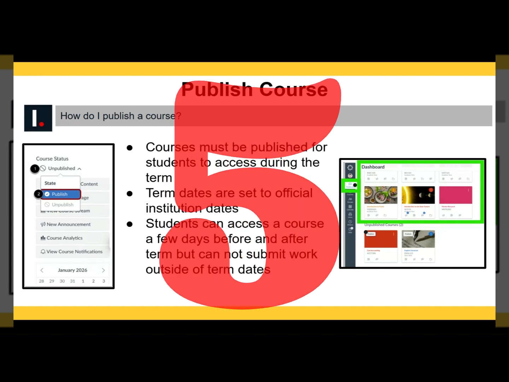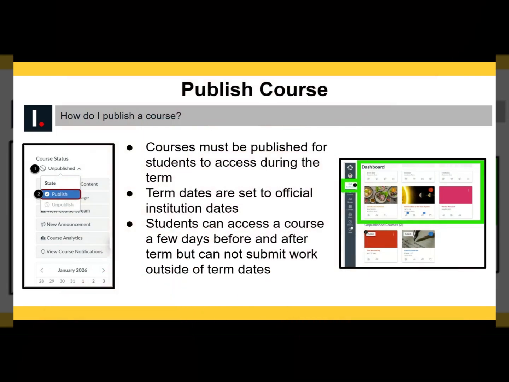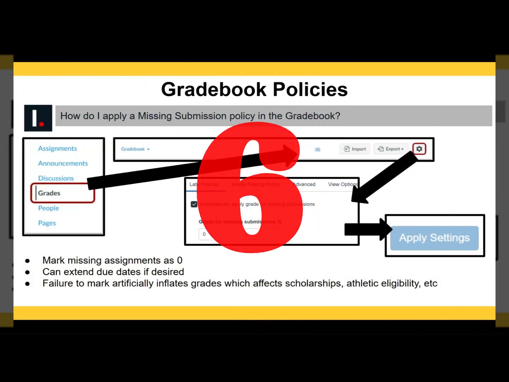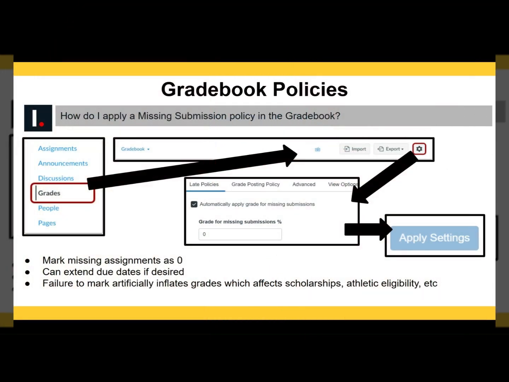Instructors must publish a course before students can access it and its contents. Students cannot see unpublished items. Students and instructors are added via registrar import twice a day at 12 p.m. and 8 p.m. Current term and published courses appear at the top of your dashboard page, while unpublished courses appear at the bottom.